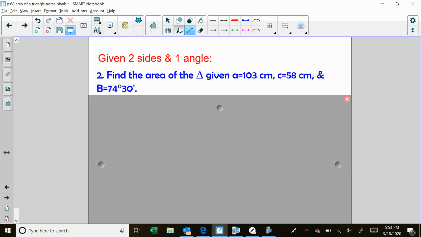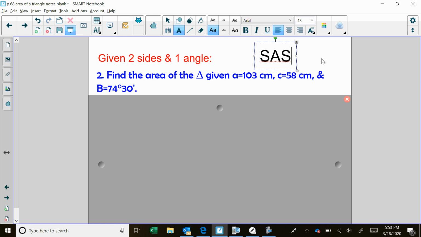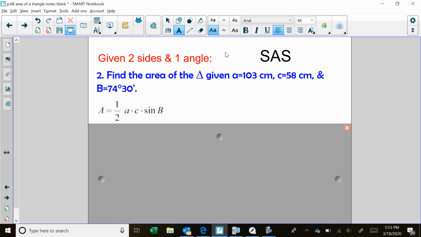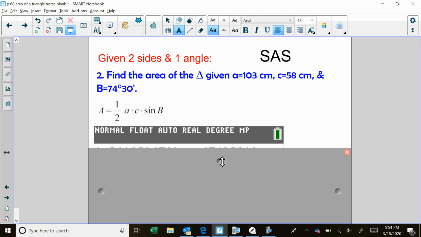It is equally as simple. It is also a side angle side problem. The difference, this time we have angle B. So that just changes our formula a little bit. You'll notice we have 103 as a side length, 58 as a side length. Those are your two little sides here. And you've got angle B. So once again, this is a plug and chug.